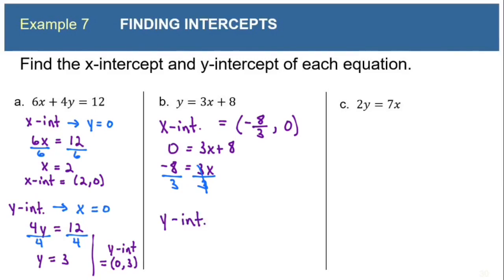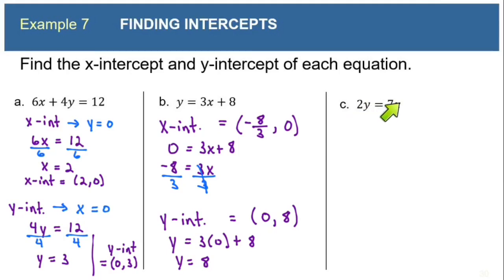So we know that to find the y-intercept, we plug in 0 for x, and if we do that, the x term is going to disappear, and we'll just have y equals 8. So the y-intercept is at 0, 8, and that's exactly what we knew would happen from previous examples.